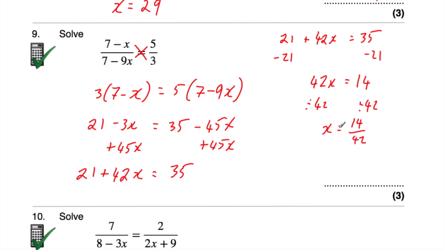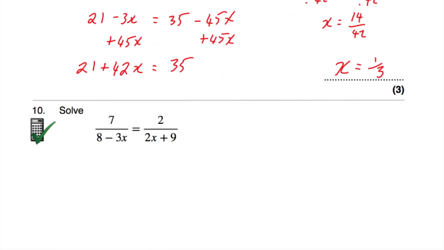And then we just need to cancel it down. It's a calculator question, so you can just type it into your calculator, 14 over 42, and press equals, and you'll get a third. Or you could divide both the numerator and denominator here by 14, and so you get 1/3. Or you can half it to get 7 over 21, and then divide by 7 to get 1/3. But the answer will be x equals 1/3. And that's it. Okay, let's look at our next question, question number 10.